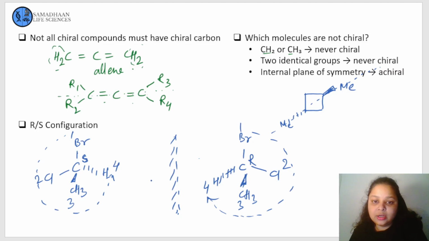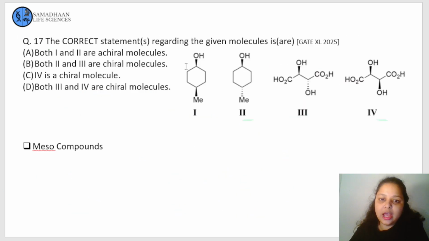Now one important thing to notice here is that hydrogen is in the back. If the hydrogen is in the back, you have to calculate it like that. But if hydrogen is not in the back, suppose hydrogen is in the front, then just reverse the configuration. If you are getting an S, then the correct answer will be R. And if the hydrogen is in the plane like here or here, then swap the hydrogen with the back group and then reverse the configuration. I hope you understand. Let's take the last example for today.